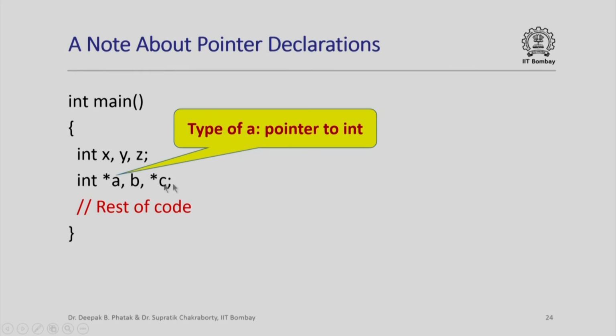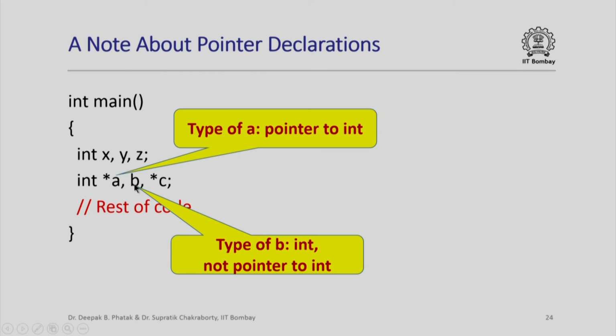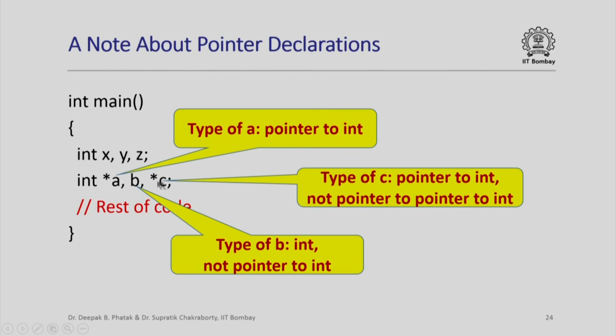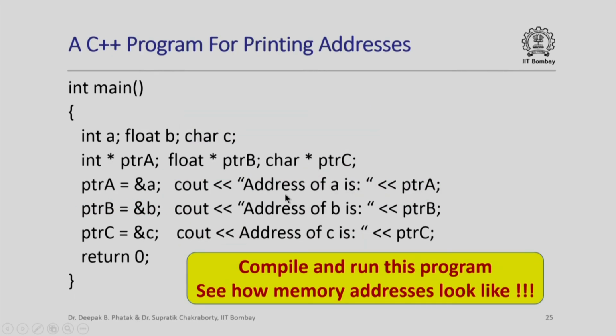Here the way C++ works is that A has the type int star, so it is a pointer to an int. B, however, just has the type int. C has the type int star and not int star star. It is not a pointer to an integer. So, you should remember this when you are declaring your pointer variables.